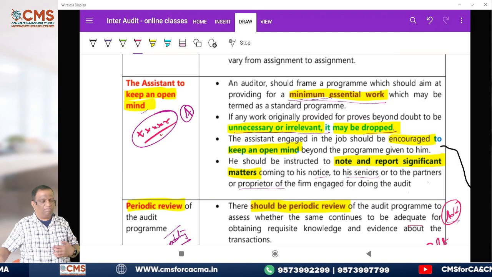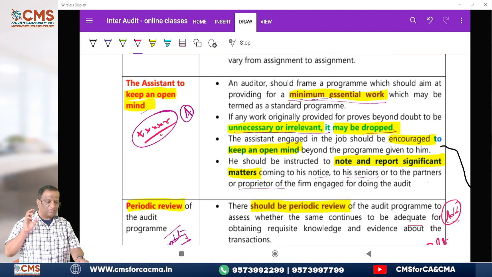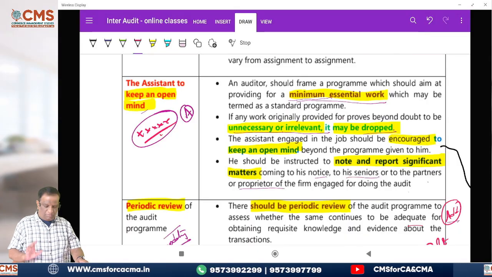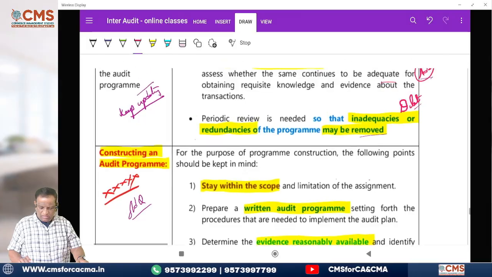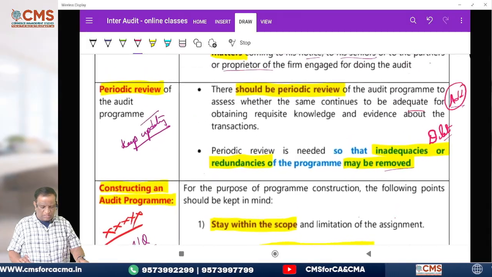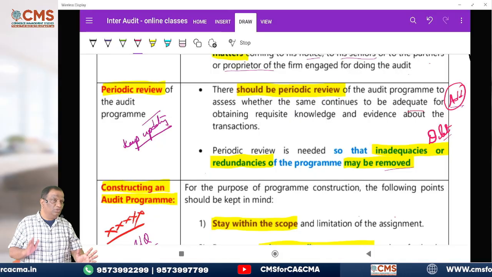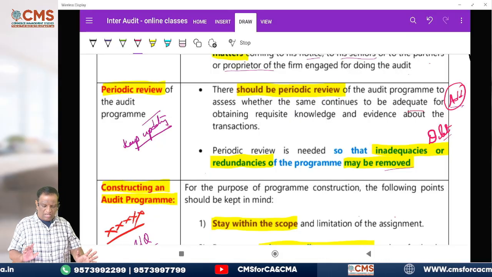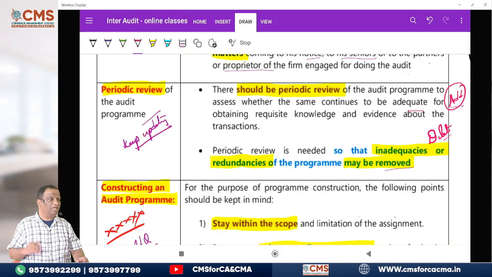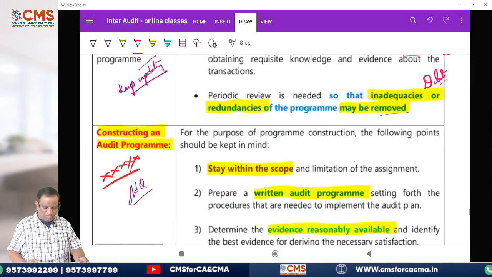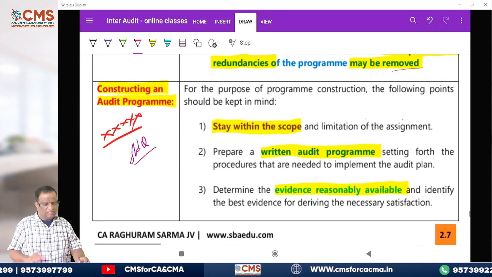Indirectly, my program or my audit plan, what I am preparing, shouldn't be a rigid one. It should be a flexible one. That is what he is saying. And then this additional point, periodic review. Though you are preparing it, you must continue to have a relook at it, continue to have a periodic review to see whether any inadequacies or redundancies are there. You can keep modifying.